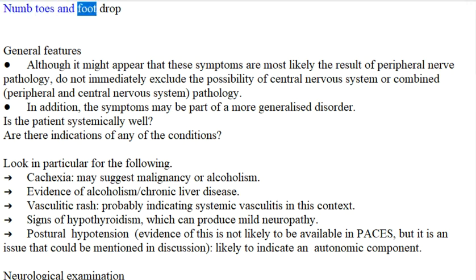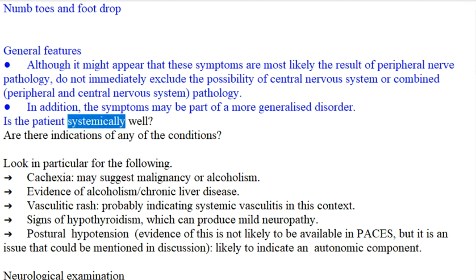Numb toes and foot drop. General features. Although it might appear that these symptoms are most likely the result of peripheral nerve pathology, do not immediately exclude the possibility of central nervous system or combined peripheral and central nervous system pathology. In addition, the symptoms may be part of a more generalized disorder.